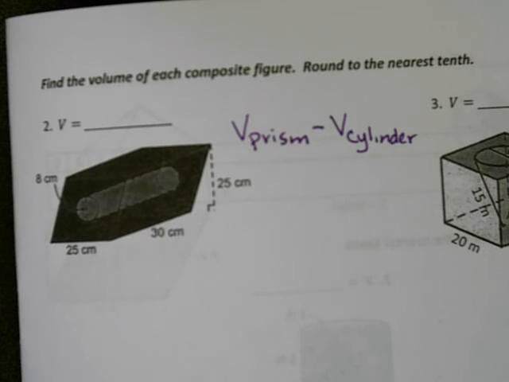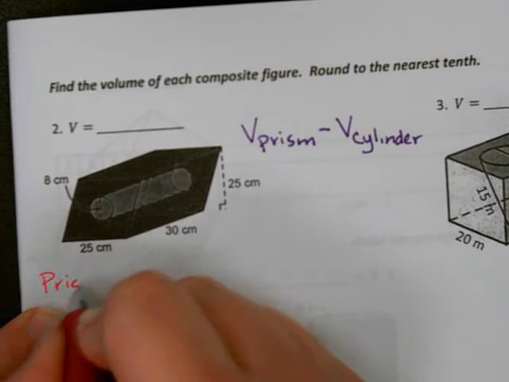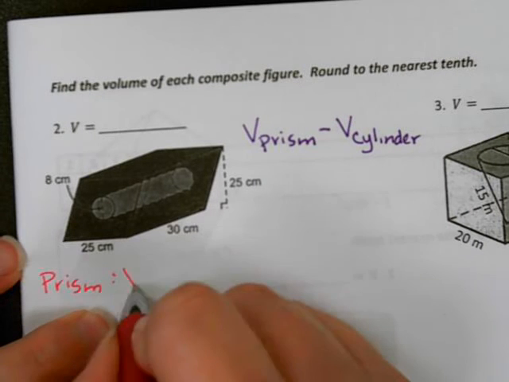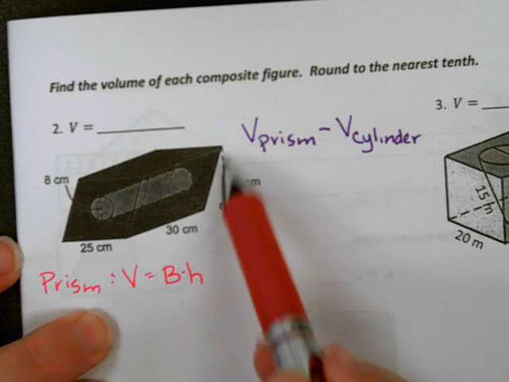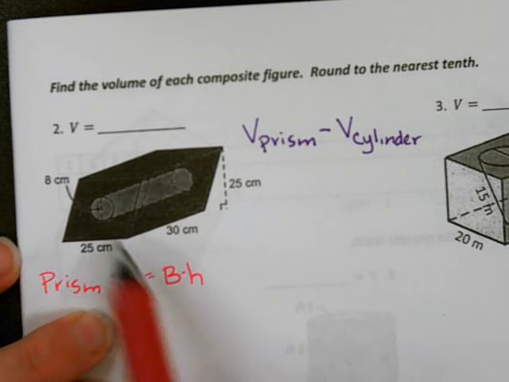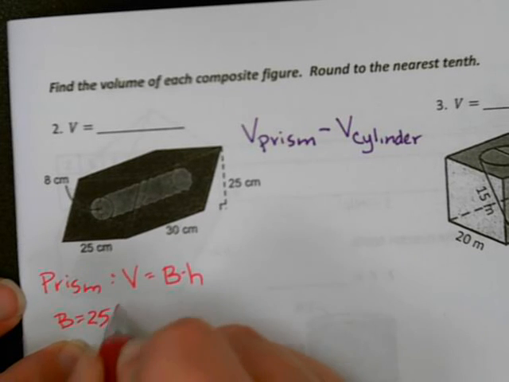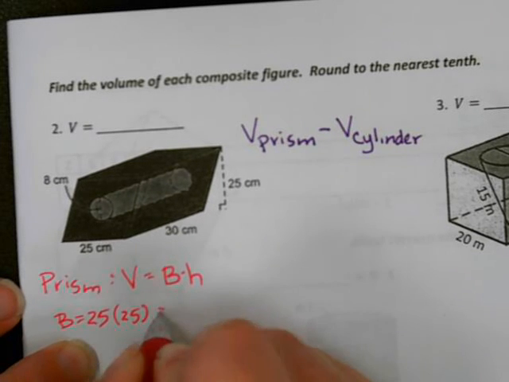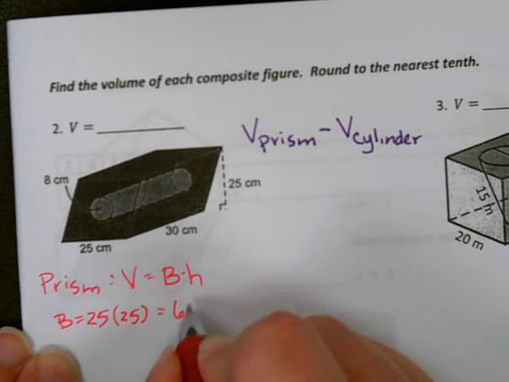Alright, so let's take a look at that. The prism, we're going to need the area of the base times the height. They give us the height of the base right here, it's 25, and the base is actually 25 as well. So the area of the base is 25 times 25. And so we get that to be 625.